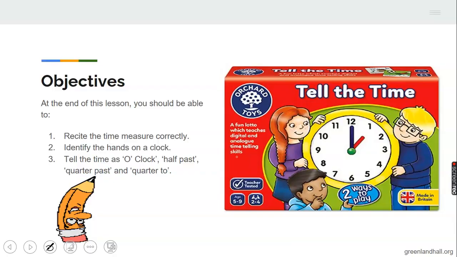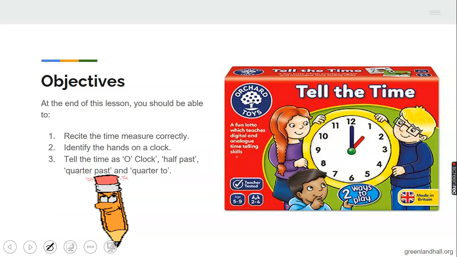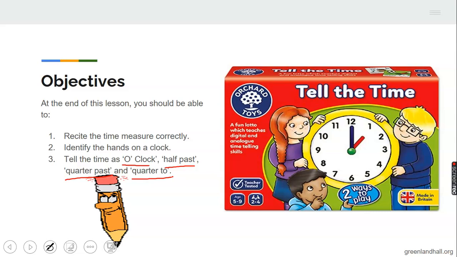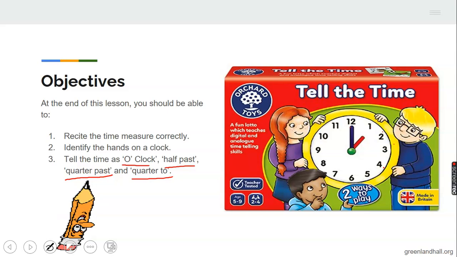Now, at the end of this lesson, you should be able to recite the time measure correctly, then identify the hands on a clock, and then tell the time as o'clock, as half past, as quarter past, and as quarter to. Don't worry, you are going to get everything. As you can see here, there's a picture of a clock. You see 12, 1, 2, 3, 4, 5, 6, 7, 8, 9, 10, 11, 12. There are always 12 digits on the face of a clock.